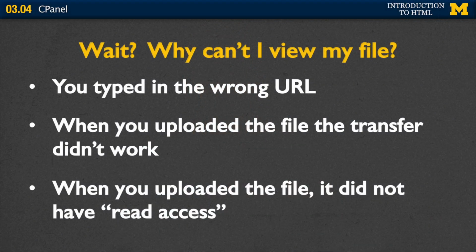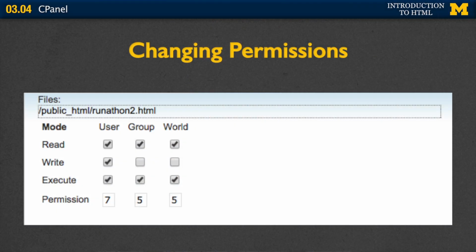So many times when you're uploading, you want to make sure that there weren't any error messages on the cPanel. The final one, which we'll show you right here, is that when you uploaded the file, it did not have what we call read access. And this happens a lot when you're dealing with images. What this means is that your computer said, oh sure, I'll put this file on your site, but I'm not going to let anybody else see it. So what we need to do is go in and change the permissions for that image. And I can show you how to do it right now.